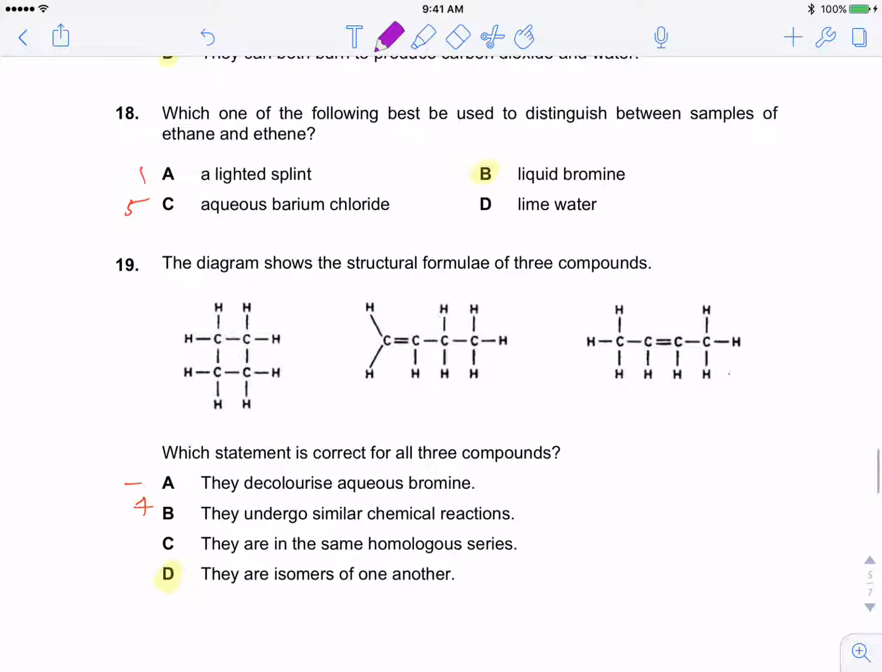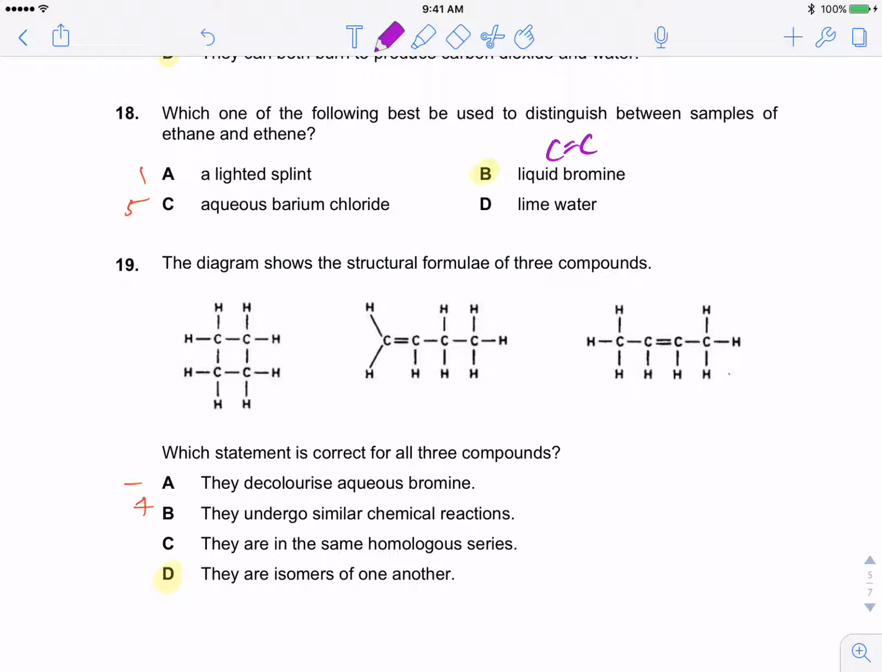Question 18. Which one of the following is best used to distinguish between samples of ethane and ethene? Lighted splint. Lighted splint is the test for hydrogen gas. Why are you using it for ethane and ethene? Aqueous barium chloride. I don't know this option. Actually, the only answer is liquid bromine because this is the identifying test for C-C double bond. Remember, I asked you to star it. It's the identifying test for C-C double bond.